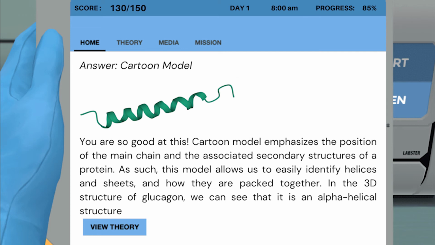Cartoon model emphasizes the position of the main chain and the associated secondary structures of a protein. As such, this model allows us to easily identify helices and sheets and how they are packed together. In the 3D structure of glucagon, we can see that it is an alpha helical structure.